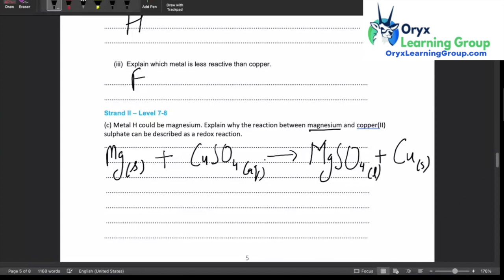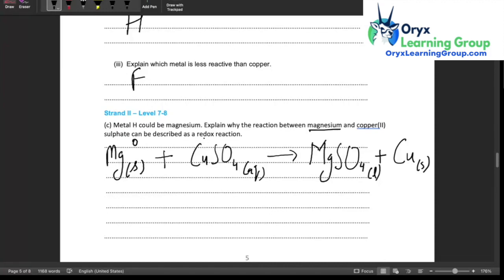Okay, so now let me know, you know what oxidation states are, right? So what is the oxidation state of magnesium? 0 because it's by itself. Correct, very good, that's right. Now, what is the oxidation state of copper in copper sulfate?